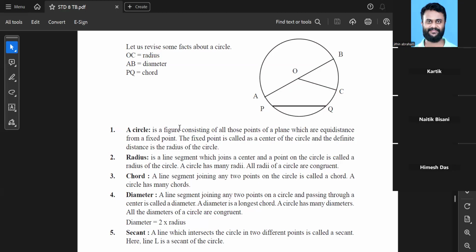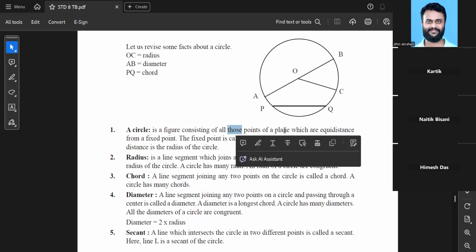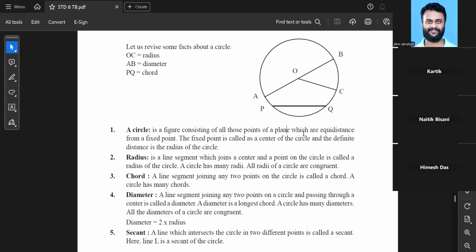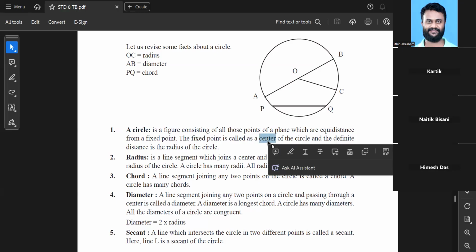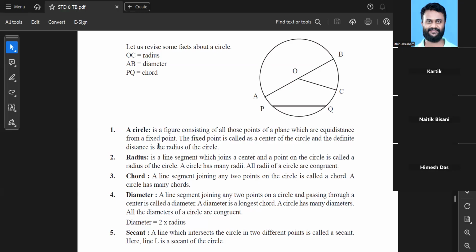It is a figure which consists of all those points of a plane which are equidistant from a fixed point, and that fixed point is called the center of the circle, and the fixed distance is called the radius. So the distance between this fixed point and the points on the circle is called the radius. In short, the distance from the center to the circumference is called the radius.